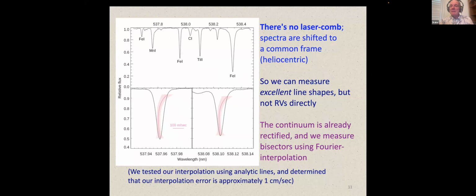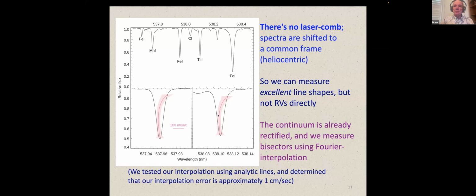So here's an example of a segment from the SOLIS data. This one is centered on the neutral carbon line at 538 nanometers. That's a very interesting line because it's high excitation, and thus it's formed deep in the photosphere. So it may be sensitive to velocity trends that are deep in the atmosphere. Unfortunately, it's also a very weak line because it's high excitation, so the lower state isn't extremely heavily populated.